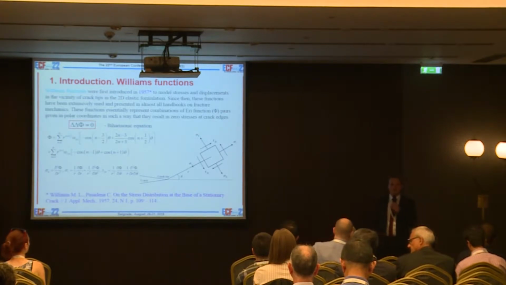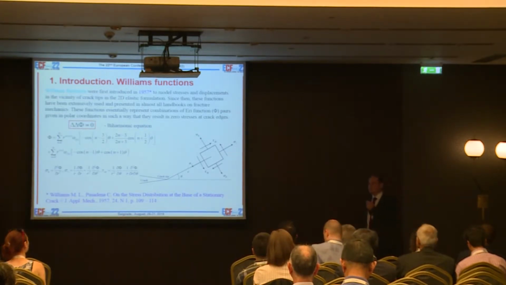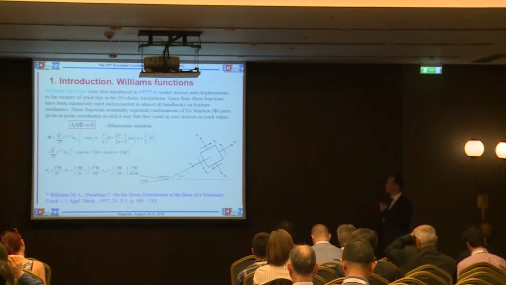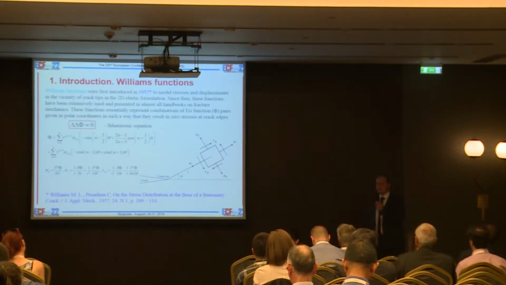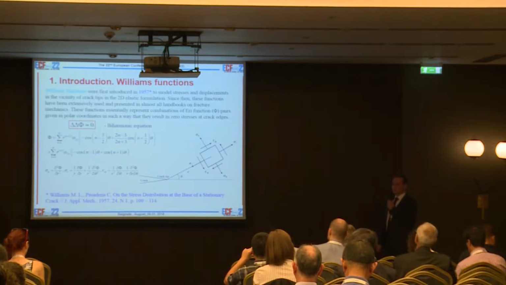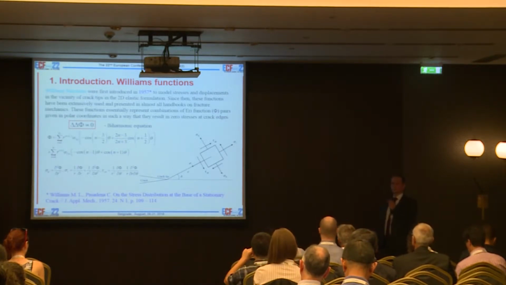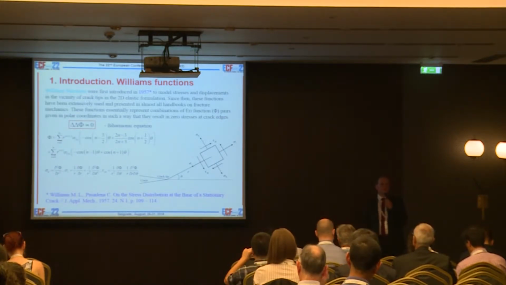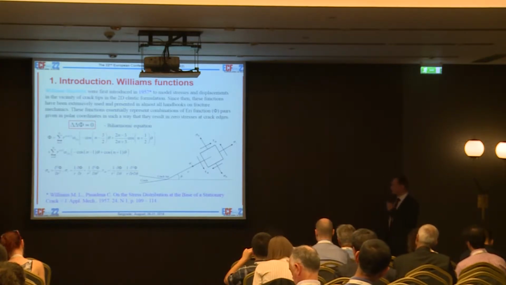So Williams functions were introduced by Williams in 1957 to describe the stress field and displacement near the crack tip in two-dimensional elastic problems. Since then, these functions have been widely used in almost every textbook on fracture mechanics.